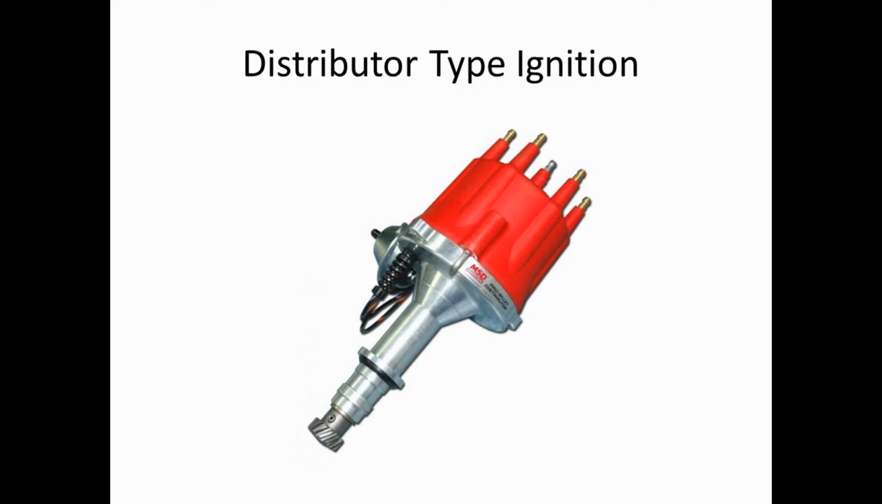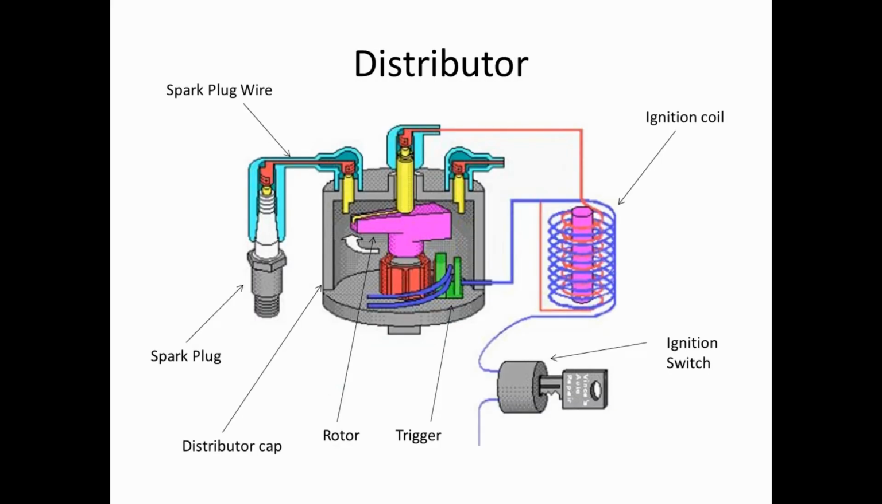Companies like Mercury Marine will still produce the old GM small block that has a distributor ignition, so on and so forth. So distributors haven't completely gone the way of the dodo, but you're not going to see them in a newer car anytime soon. So this diagram here is basically the distributor in a very simplified look.